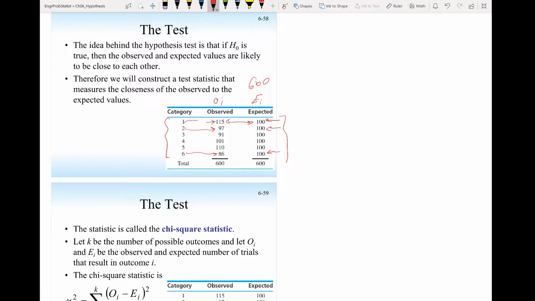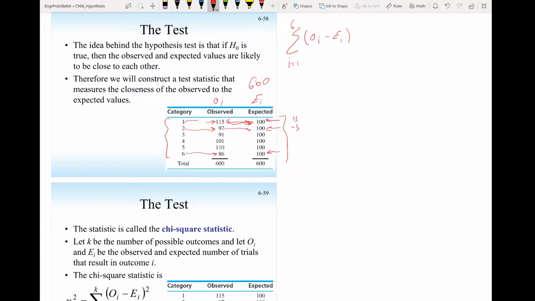So I'm going to say, okay, I will sum the difference for face 1, face 2, face 3. So this is observed O_i minus expected E_i, where i stands for 1, 2, 3, 4, 5, 6. So I will do the summation here, i equals 1 to 6. So 115 minus 100 is 15. 97 minus 100 is minus 3.